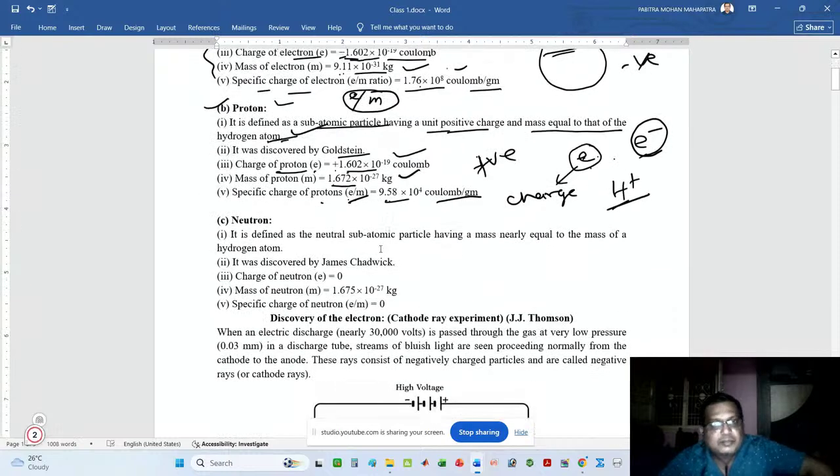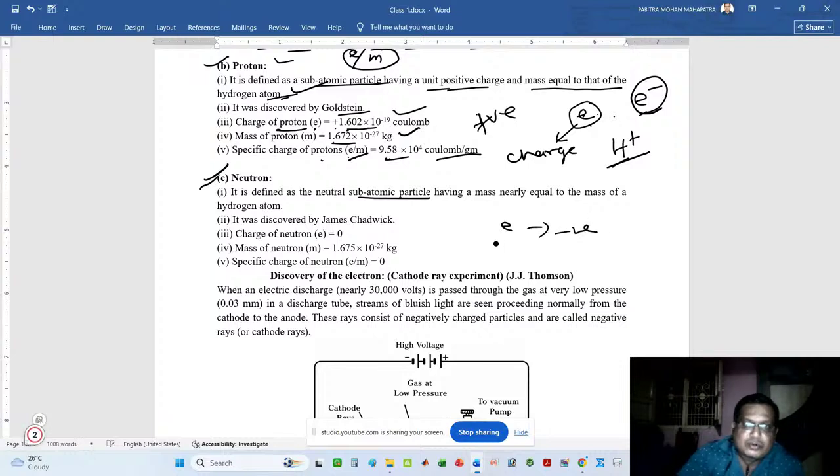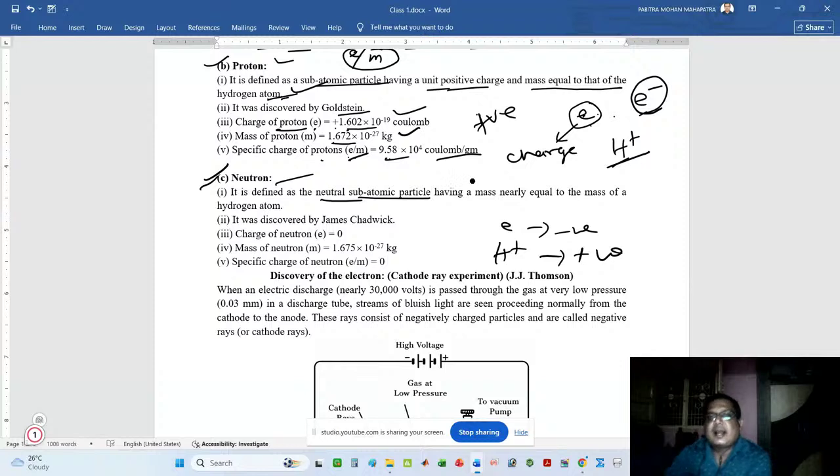Next, move to the third subatomic particle. What is a neutron? A neutron is also a subatomic particle. The electron has a negative charge, the proton has a positive charge, but the neutron has a neutral charge. It has no charge. It is a neutral subatomic particle, and its mass is nearly equal to the mass of a hydrogen atom.